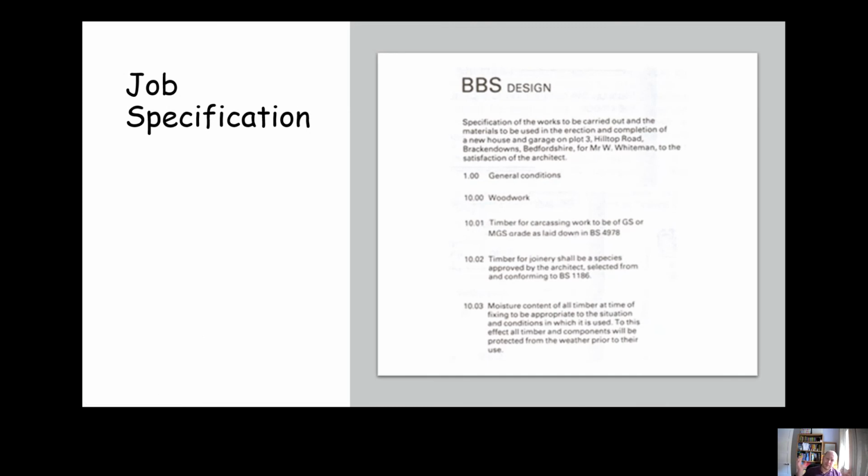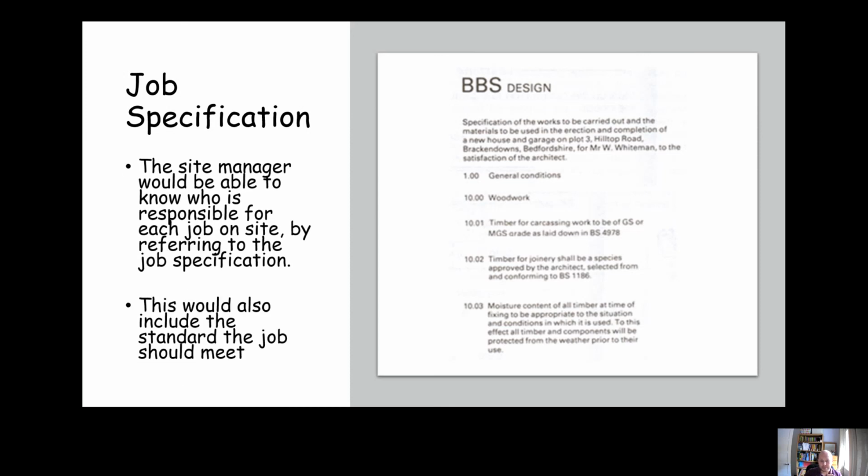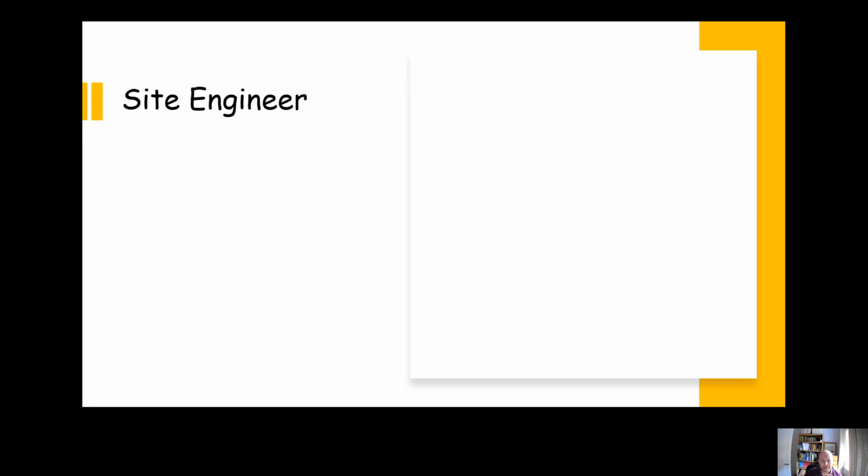So the Programme of Works tells us when, the work schedule tells us what, and the job specification tells us who. The job specification tells us who's responsible for carrying out each task, and also the standard that should be carried out, an agreed standard.